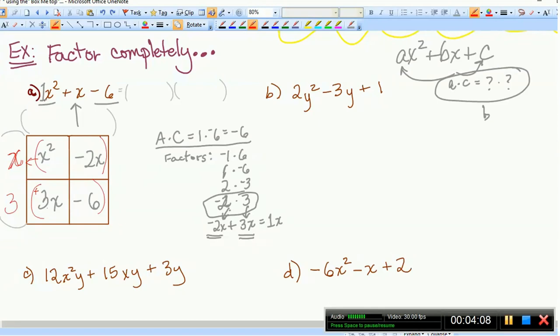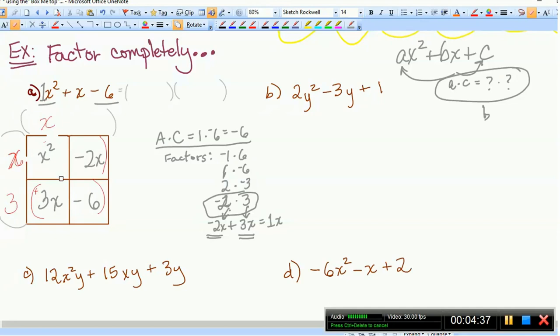Okay, we're going to go upward here and find the GCF of the columns now. So out of x squared and 3x, they have an x in common. So we'll write a positive x there, and positive because the x squared term itself is positive. Let me clean this box up a little bit.